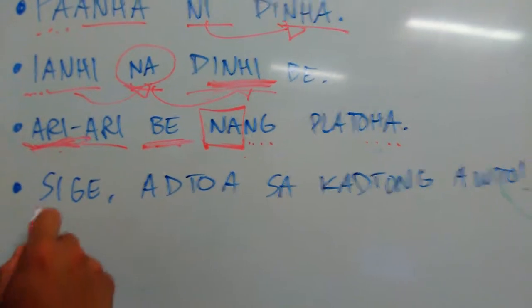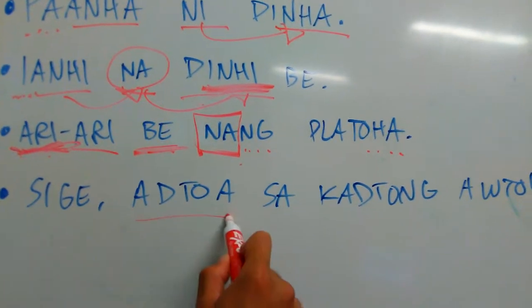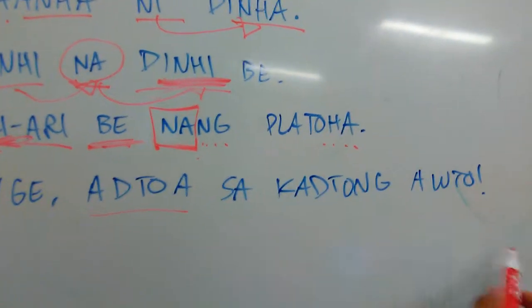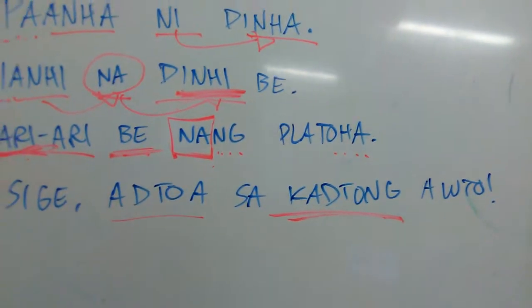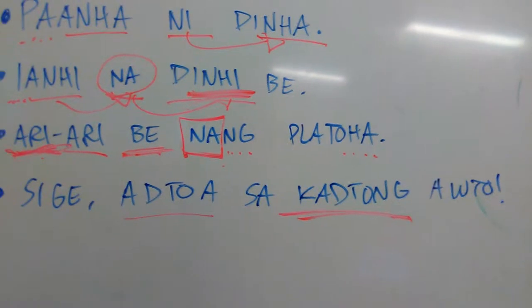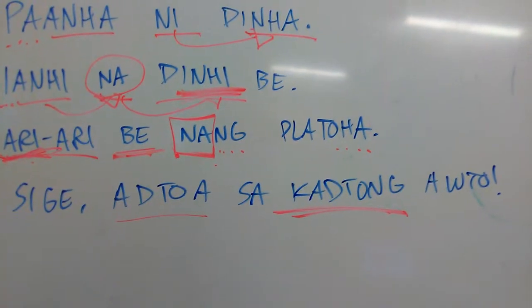And finally, we have sige. Adoa, here is our verb. Adoa sa katong auto. And here is our demonstrative pronoun, kadto, right? Sige, adoa sa katong auto. All right, go to that car.